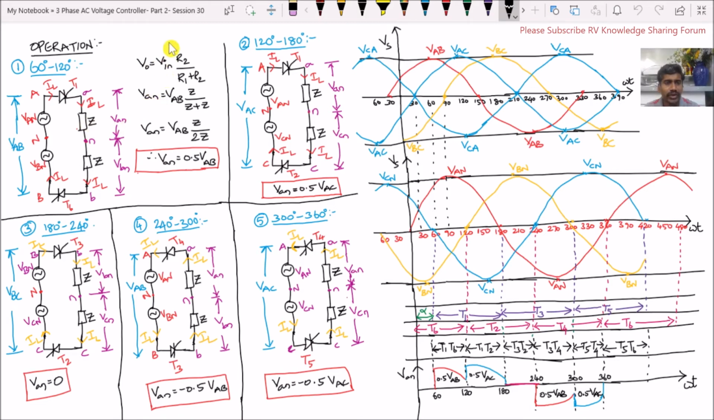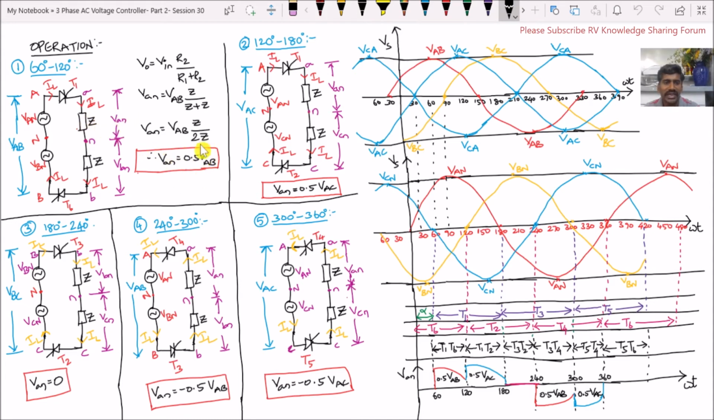VAN is equal to the input voltage. Here the input voltage is VAB. Therefore VAN is equal to VAB times Z divided by Z plus Z, which becomes 2Z. If we simplify this, we get the output phase voltage VAN equal to 0.5 VAB. That means the output phase voltage which appears across this impedance load, VAN, is equal to 0.5 VAB.